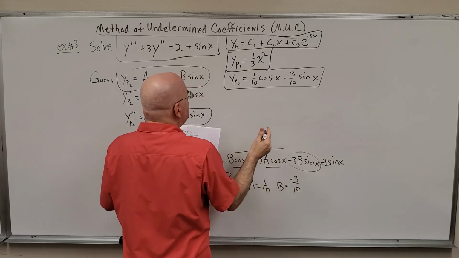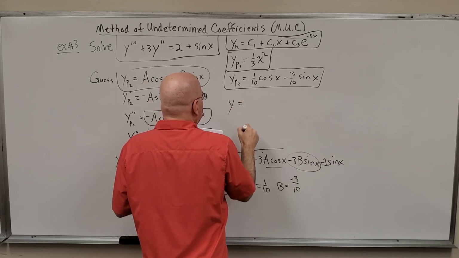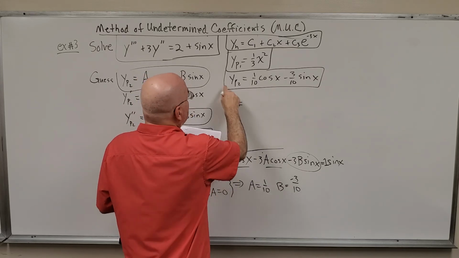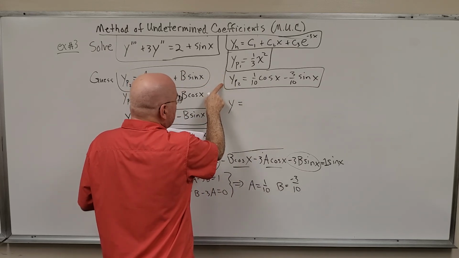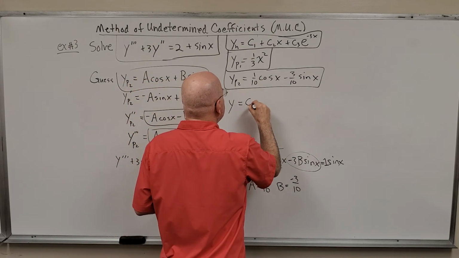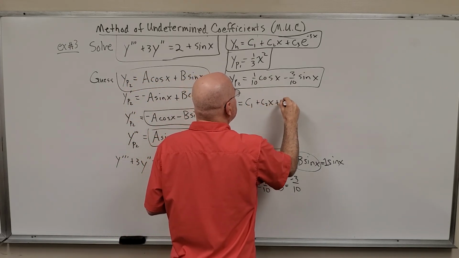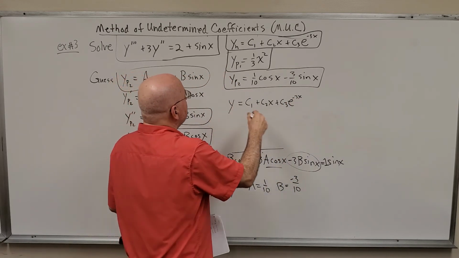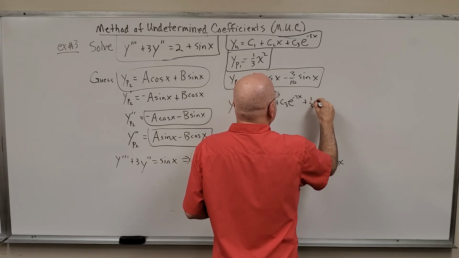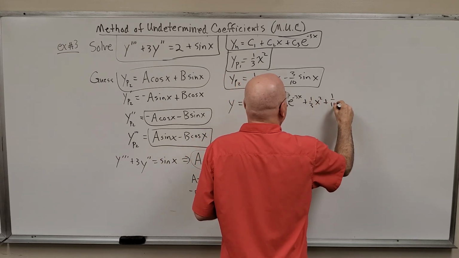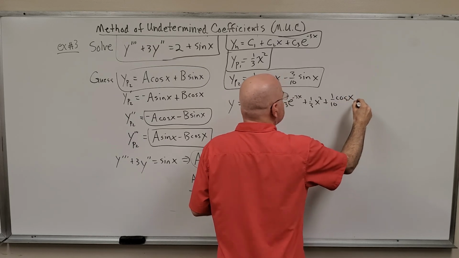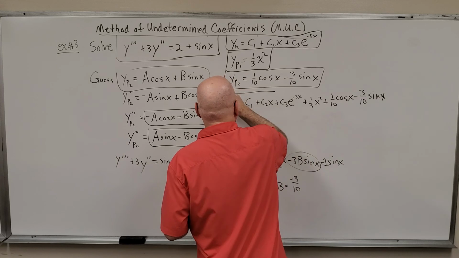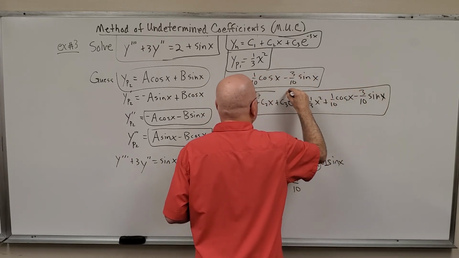So I'll write out the entire solution, which would be the homogeneous plus the particular, but the particular is yp1 plus yp2. So we get c1 plus c2 x plus c3 e to the negative 3x, that's the homogeneous part, plus 1/3 x squared plus 1/10 cos x minus 3/10 sine x. This is the final solution to the problem.